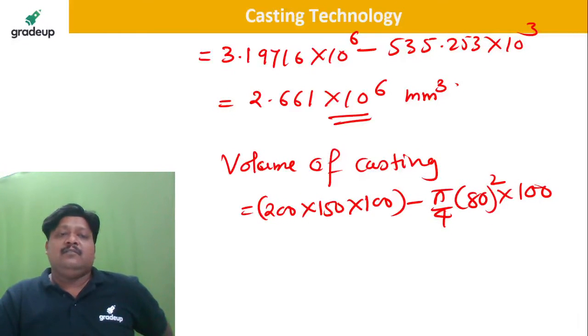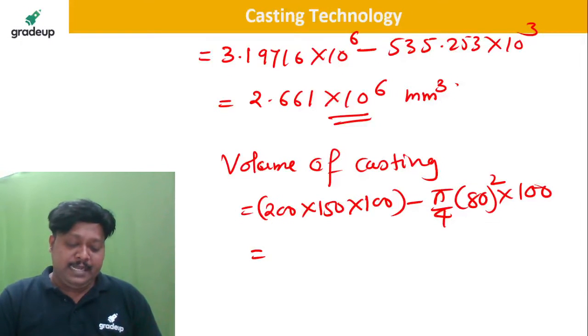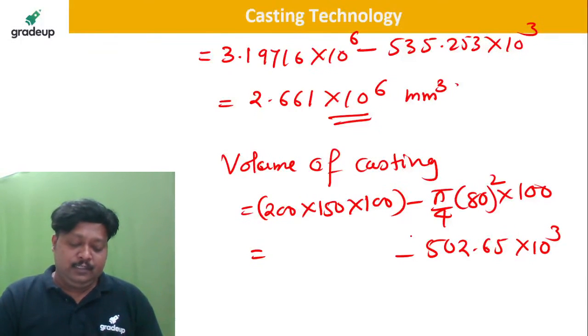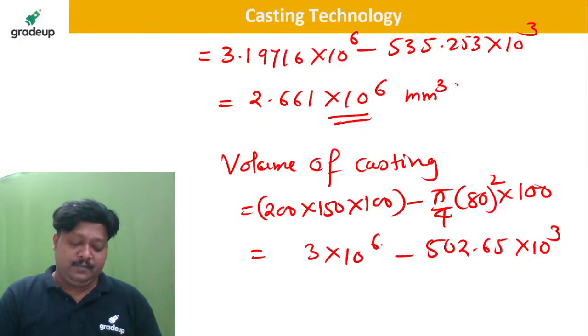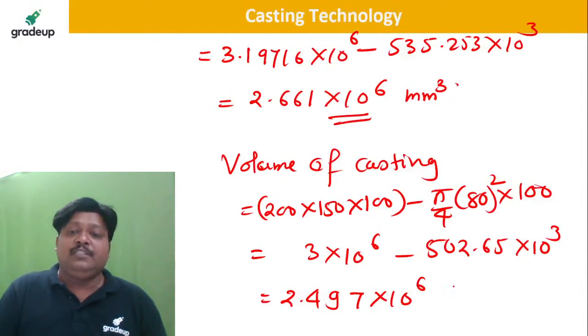So yes, dear students, tell me the volume of the casting. So 80 square into 100 pi divided by 4, it will be 502.65 into 10 to the power 3, and here 200 into 150 into 100, so it is 3 into 10 to the power 6, minus 502.65 e to the power 3. So it is 2.497 into 10 to the power 6 mm cube.